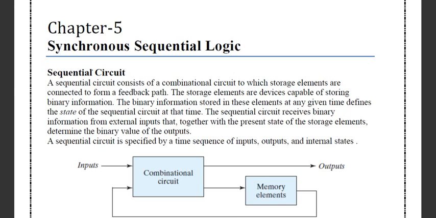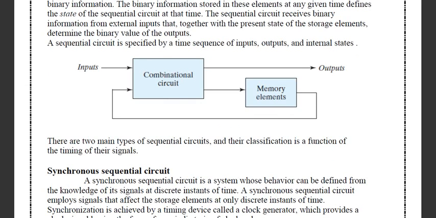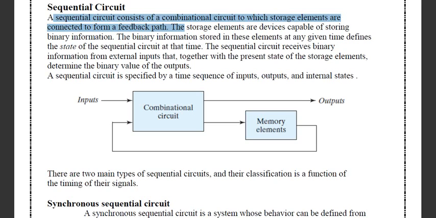Hello everyone. Today we will discuss chapter 5, which is synchronous sequential logic. A sequential circuit consists of a combinational circuit and memory elements that store data and provide a feedback path. That means we are getting input in the combinational circuit, and in this memory element we are getting the output, and then it will give the output to this combinational circuit for the feedback section. If it generates a feedback and the feedback is taken as an input, then this is known as a sequential circuit.